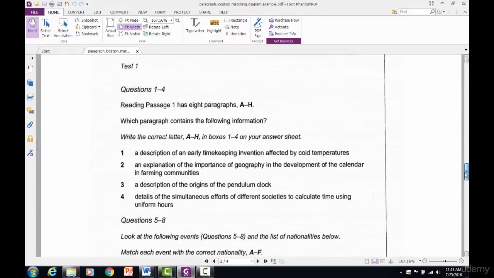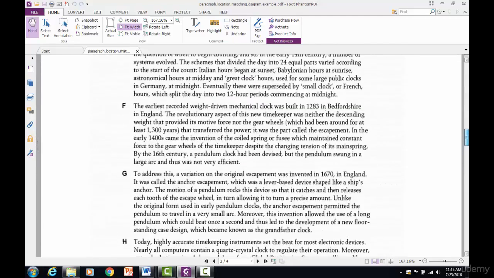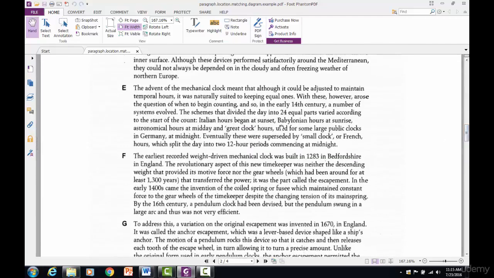Also, by doing the matching question, we actually know the answer to number 4. Because number 4 says simultaneous efforts of different societies to calculate time using uniform hours. We know that that is from paragraph E, where it talked about the Babylonian hours, the German hours, and then the French splitting the day into 2 12-hour periods. So uniform hours, right? 24 equal parts. So we know that that information comes from paragraph E.